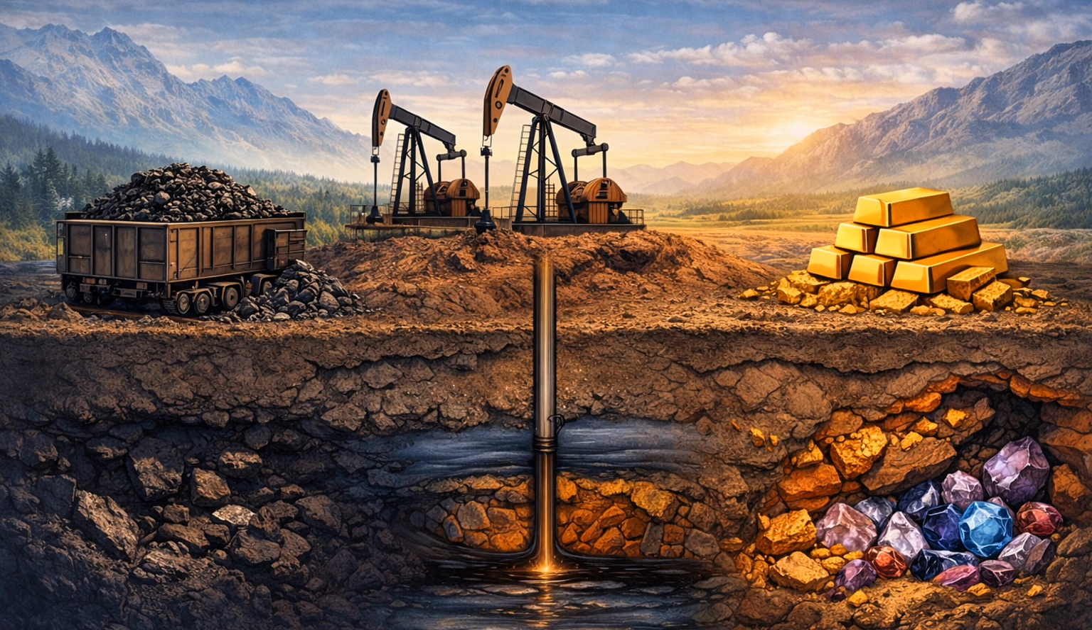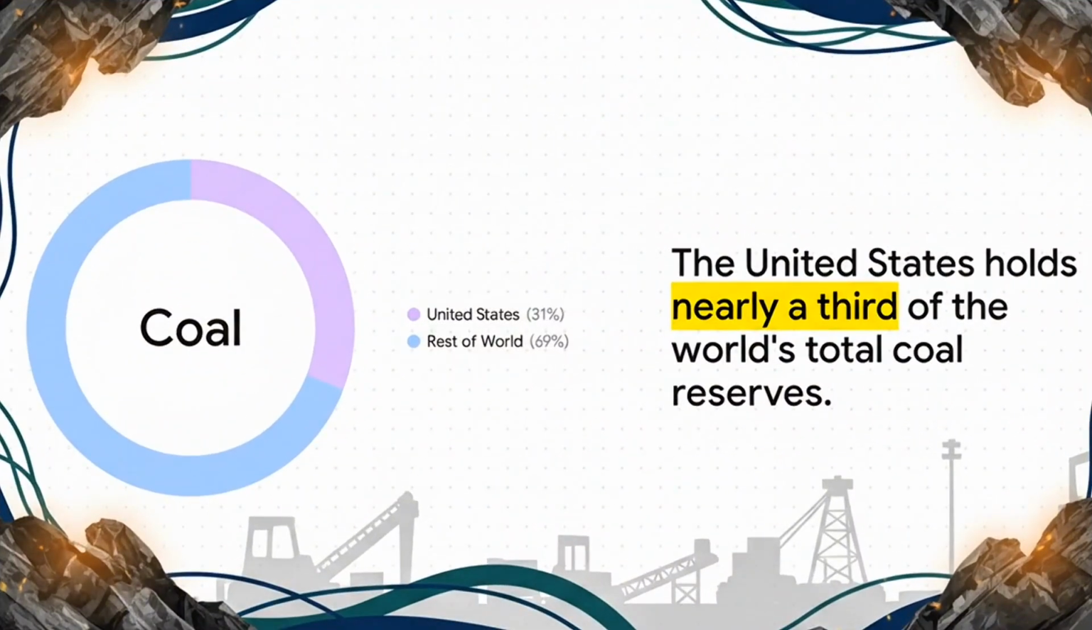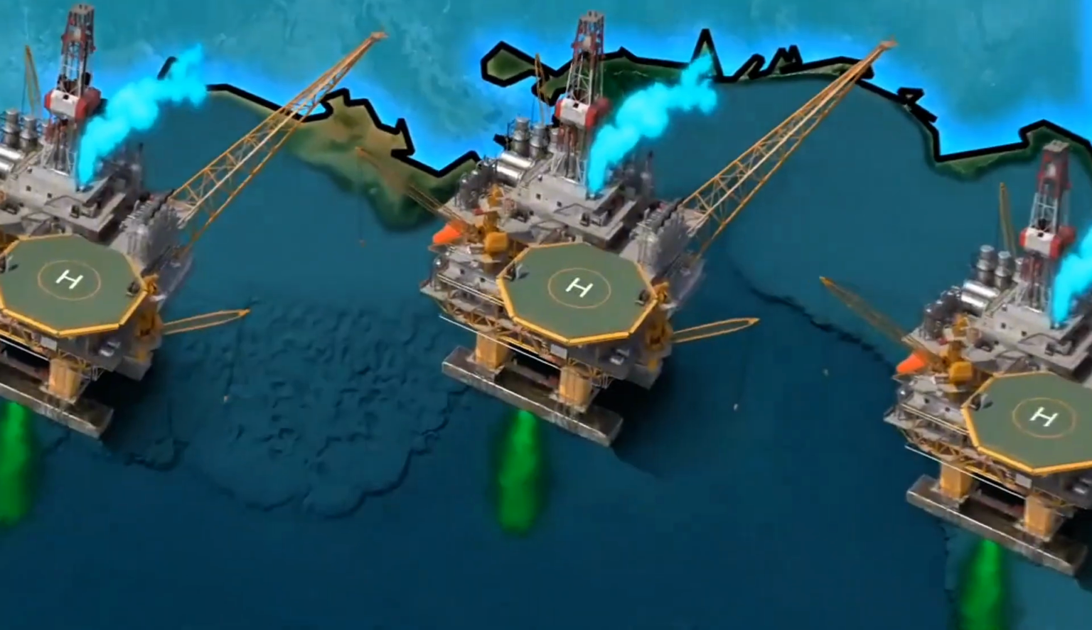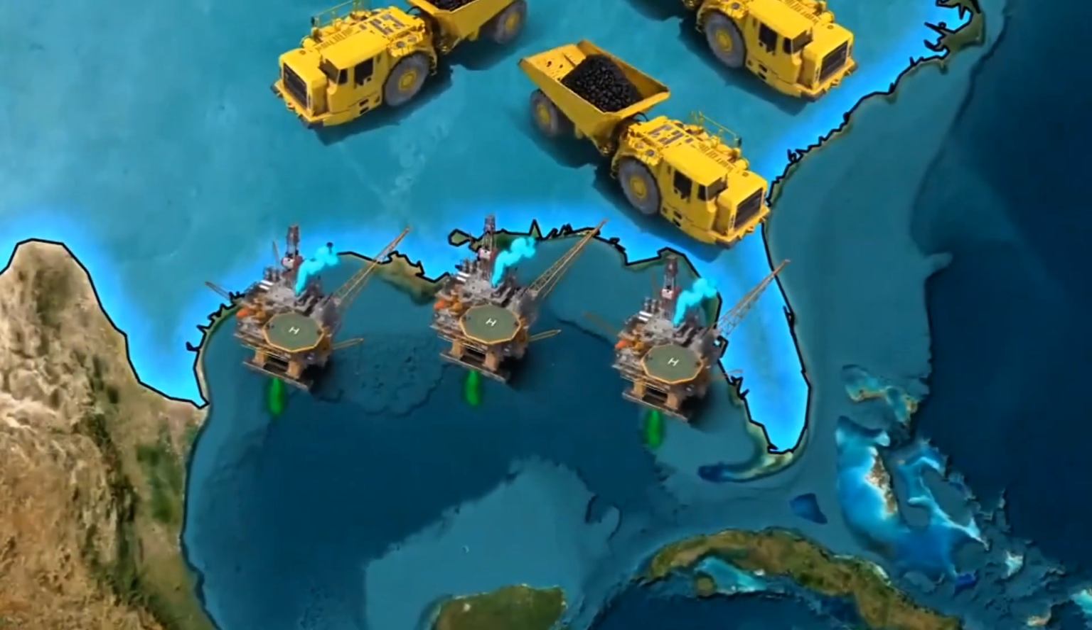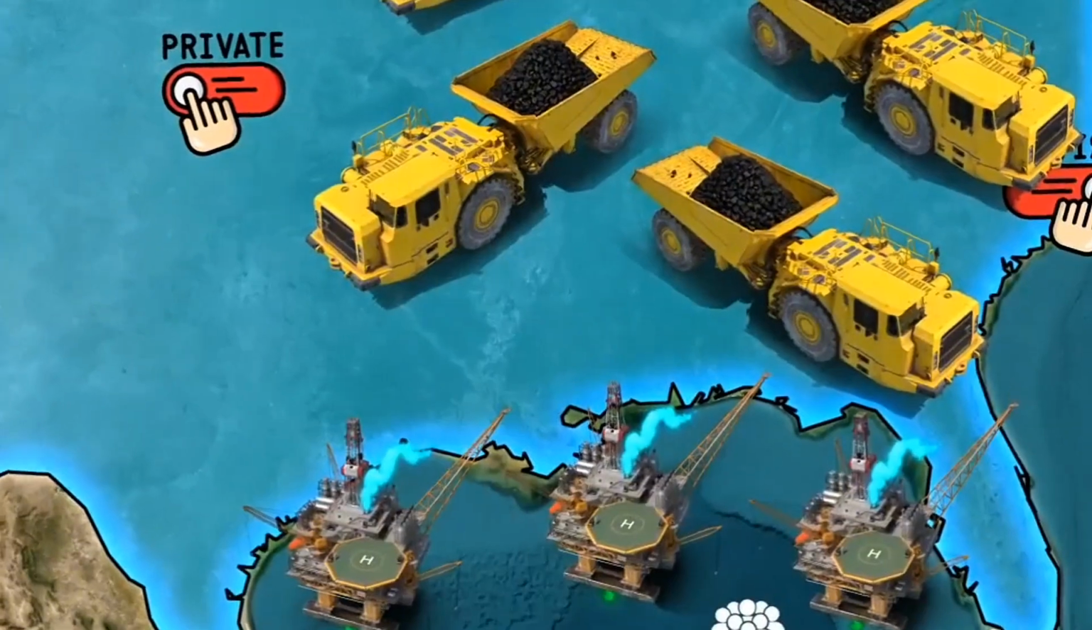Deep underground, the United States holds nearly one-third of the world's coal reserves, along with substantial deposits of oil, natural gas, and gold. These energy and mineral resources form the backbone of industrial production and national energy security.